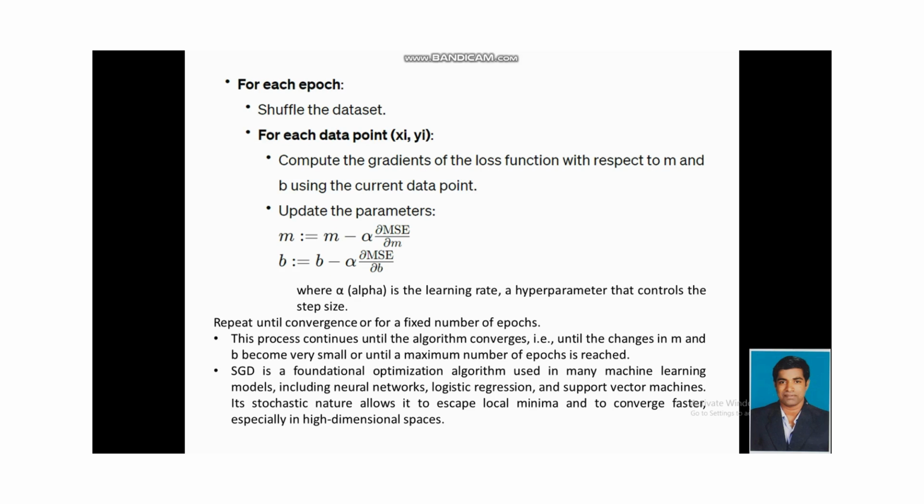This process continues until the algorithm converges, for example, until the changes in m and b become very small, or until the maximum number of epochs is reached. SGD is a fundamental optimization algorithm used in many machine learning models, including neural networks, logistic regression, and support vector machines. Its stochastic nature allows it to escape local minima and to converge faster, especially in high dimensional spaces.